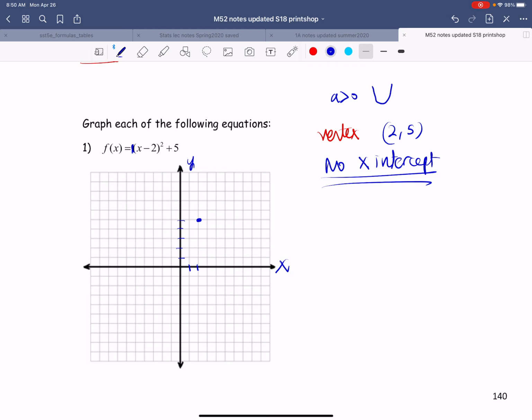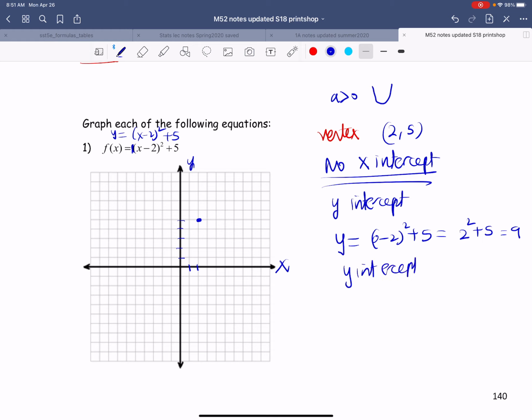Next thing I'm going to do is find the y-intercept. To find the y-intercept, we plug x equal to 0. So y equals (x minus 2) squared plus 5. Plugging x equal to 0, we get (0 minus 2) squared plus 5, which is 2 squared plus 5, which is 9. So the y-intercept comes out to be (0, 9). So x is 0, y is 9: 1, 2, 3, 4, 5, 6, 7, 8, 9.